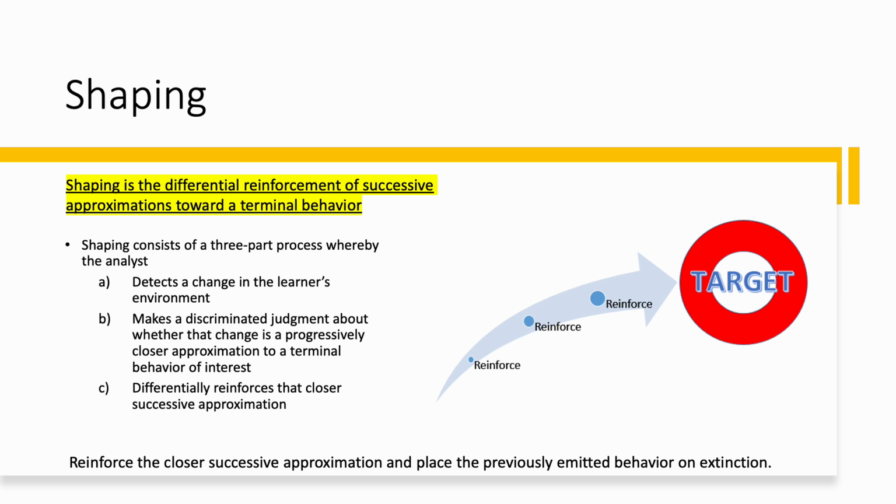Shaping is the differential reinforcement of successive approximations towards a terminal behavior. And in very simple language, this pretty much means that with shaping, you are reinforcing specific small steps towards a terminal behavior. So imagine the behavior of the dog learning to sniff for explosives. They might start off with having the dog discriminate between an explosive smell and maybe a smell of a treat or something.